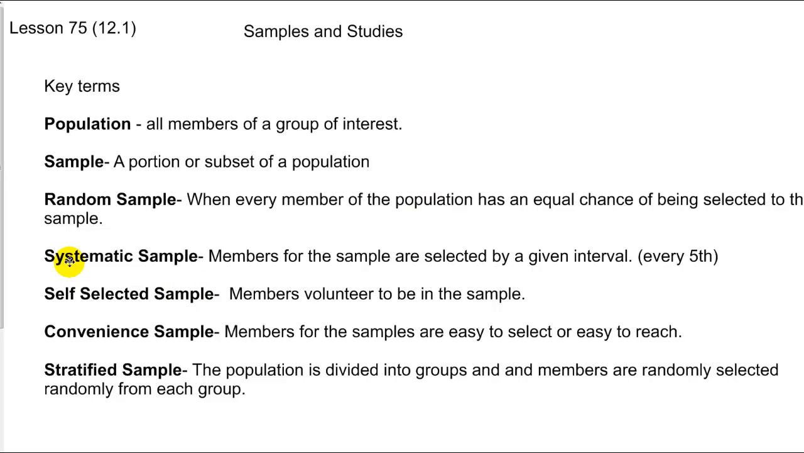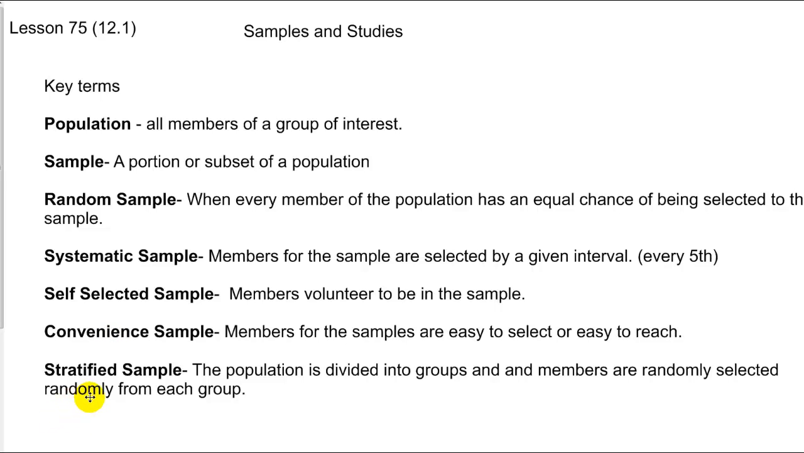Systematic samples are when members from that population are taken in such a way that you're choosing by a specific interval. For instance, every fifth member of the group you're pulling out and sampling. Self-selected samples are people who volunteer to be in a specific small sample of a population. A convenient sample is, like it says, convenient to do. It's easy to get the members of your sample.